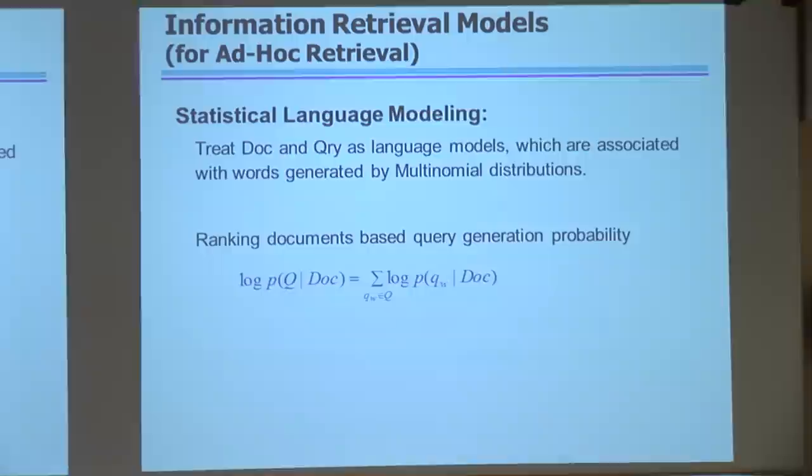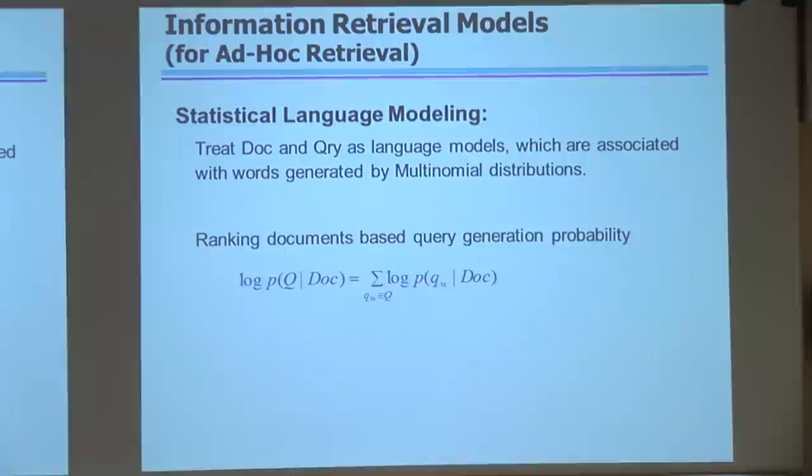So therefore, people wanted to go a step further. In particular, they wanted to find some type of representation that enjoys a little more solid foundation. This type of statistical language modeling approach has been a very popular approach in the IR community in the last 10 years. And the idea is also very simple. Basically, it means we want to model a document or a query as a bag of words representation. So we are assuming that this model is a multinomial distribution.